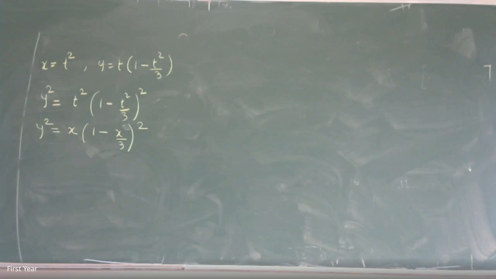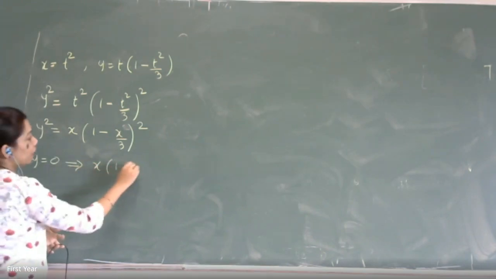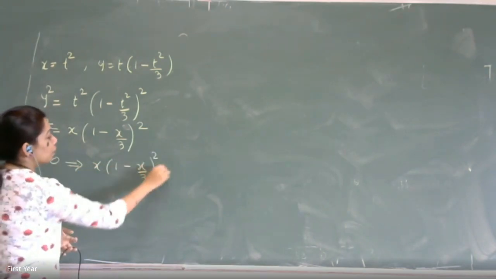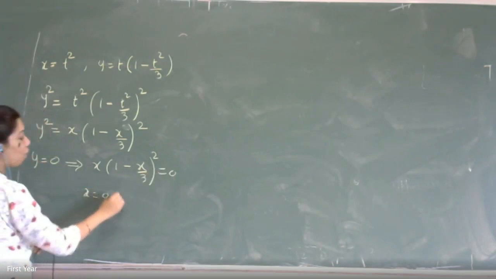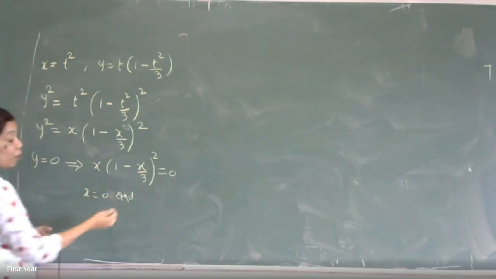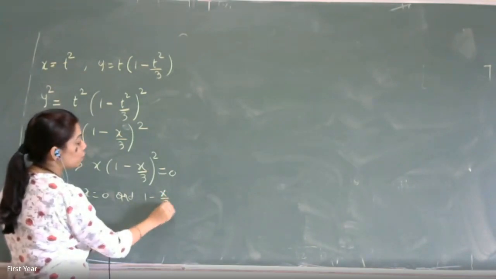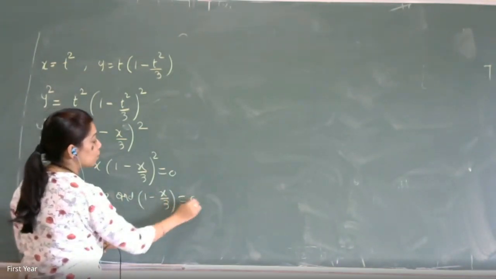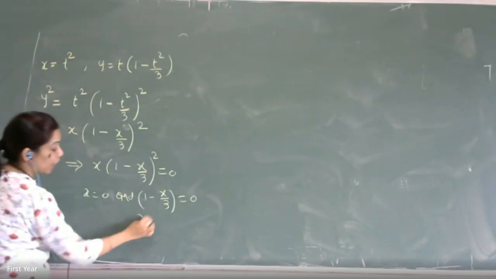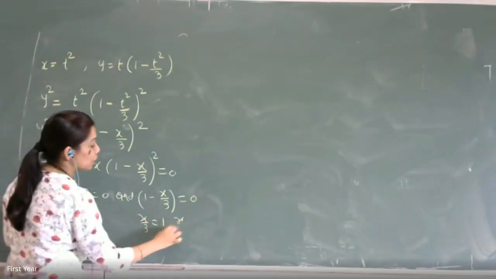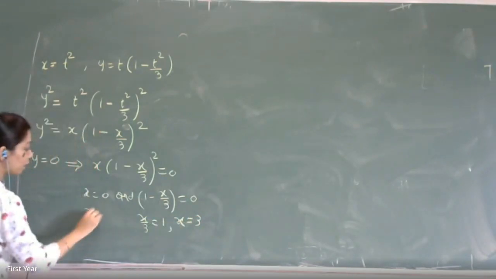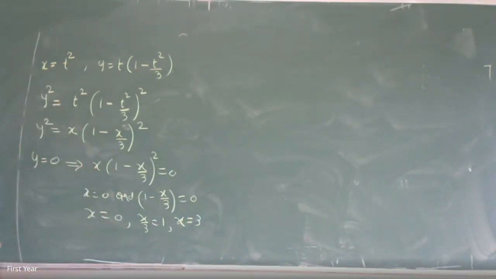Clear everyone? So now from this, when I put y is equal to 0, what will I get? x into 1 minus x by 3, the whole square is 0. That means either x is 0 or, I want the second point also, so 1 minus x by 3, the whole square is 0. That means this is 0. So x by 3 is equal to 1, or x is equal to 3. So what are the 2 points of intersection on x-axis? Point 1 is 0, 0 and point 2 is 3, 0.